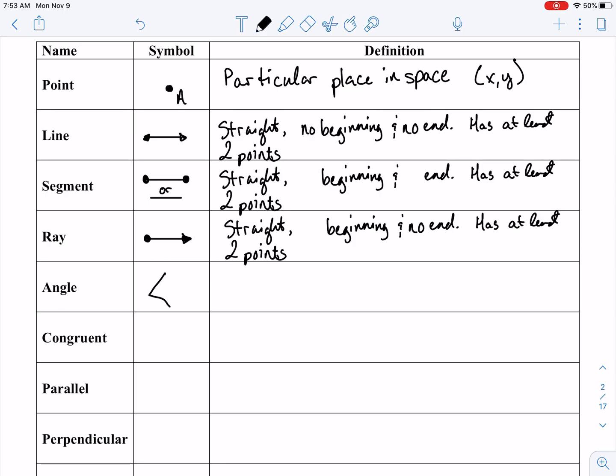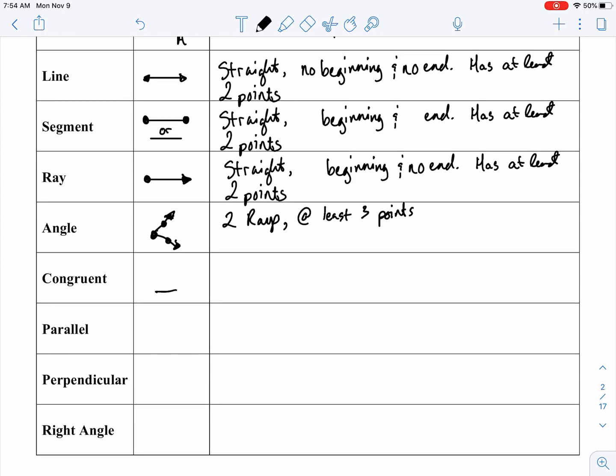An angle is made up of 2 rays, and you're going to have at least 3 points. Congruent is an equal sign with the squiggly on top, and it just means the same or equal.